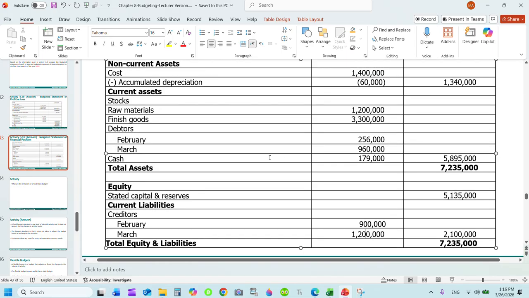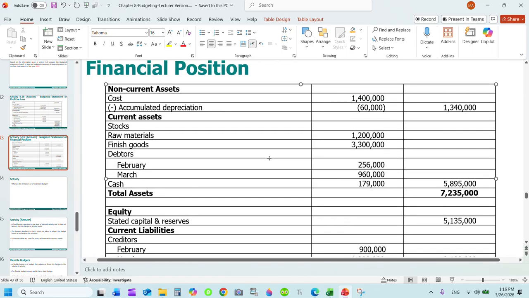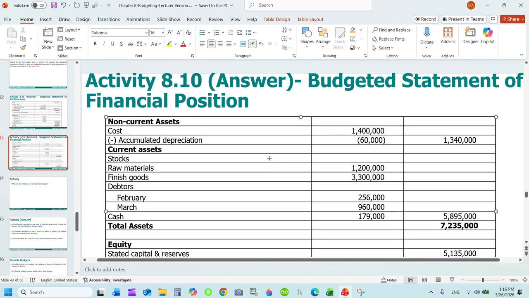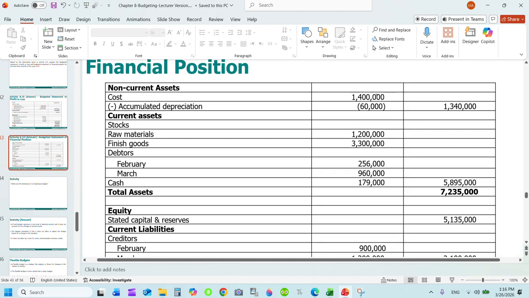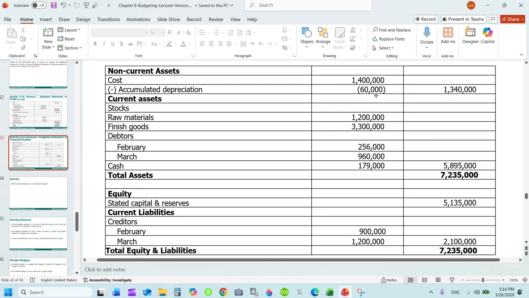That's it. So the suggested answer for the statement of financial position, and this is the suggested answer for the statement of P&L, right? Combine all the operational budgets, all the functional budgets, and you prepare a statement of P&L and a statement of financial position, right? So this is the suggested answer for the P&L. This is the suggested answer for the statement of financial position, right?